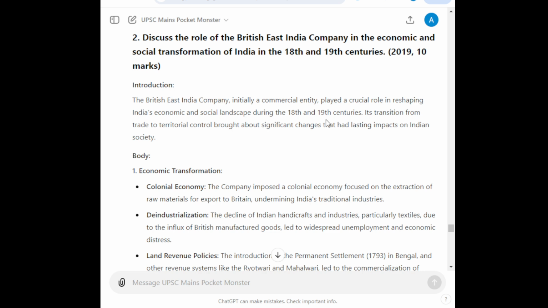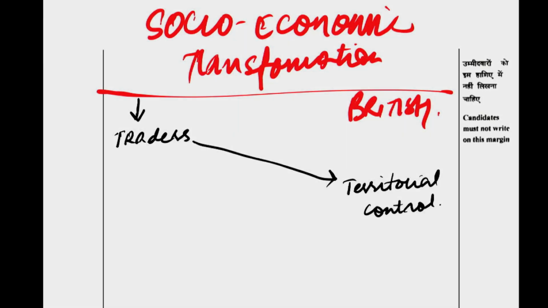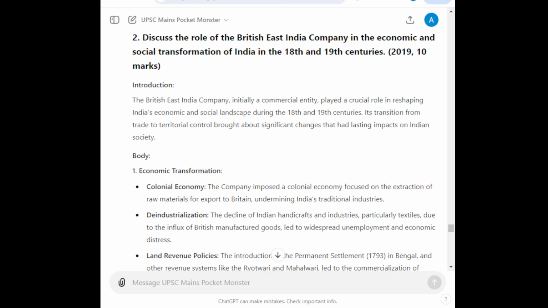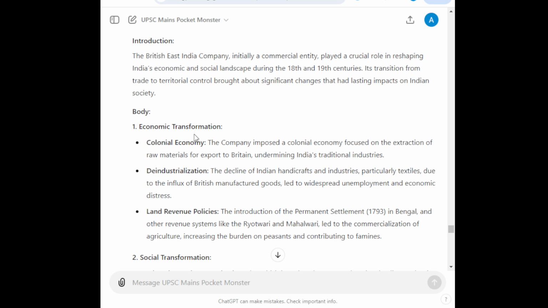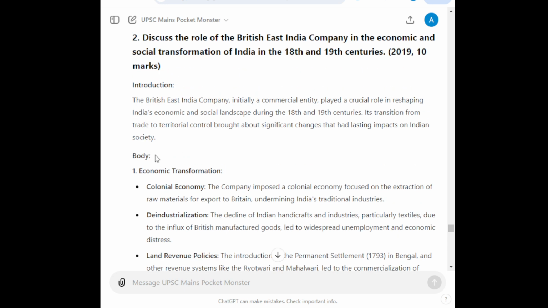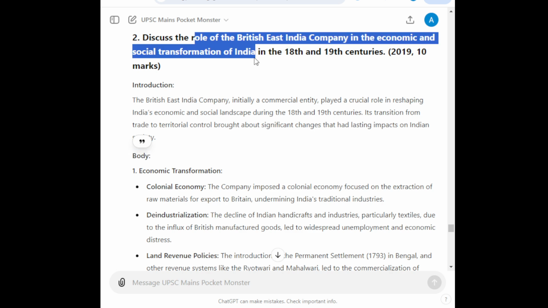Alright, so there's something we're gonna extract from here, which must be, so the British East India Company, we have done this. The body is what's going to be the heading of the body? Let's just think. A role of British East India Company in the economic and social transformation of India in 18th and 19th centuries. In short, what would that be?